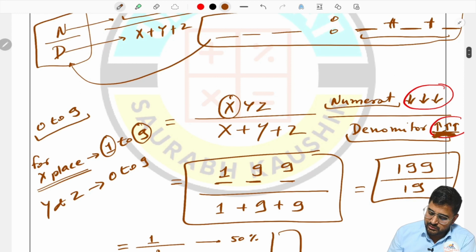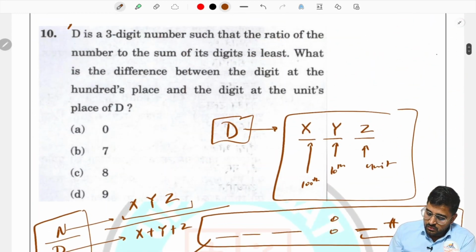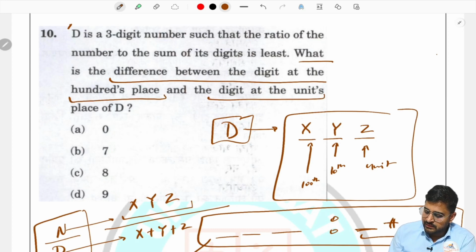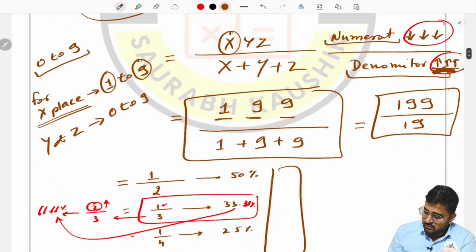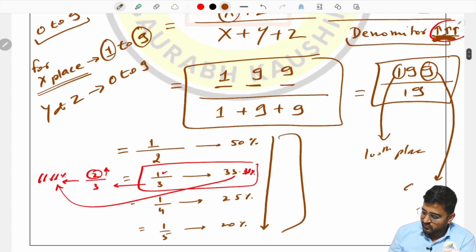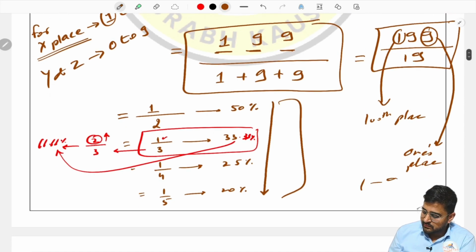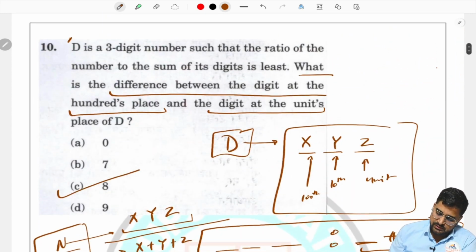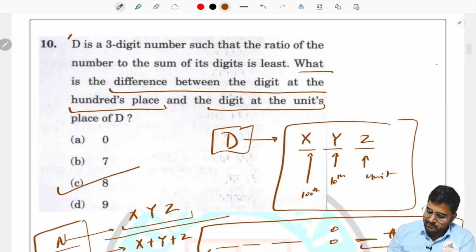Now read the question. What is the difference between the digit at the hundred place and the digit at the unit place? You have 1 at the hundred place. This is the hundred place. 9 at the ones place. So 1 minus 9 or 9 minus 1 is equal to 8. So your answer should be C. That's how you have to do this question.